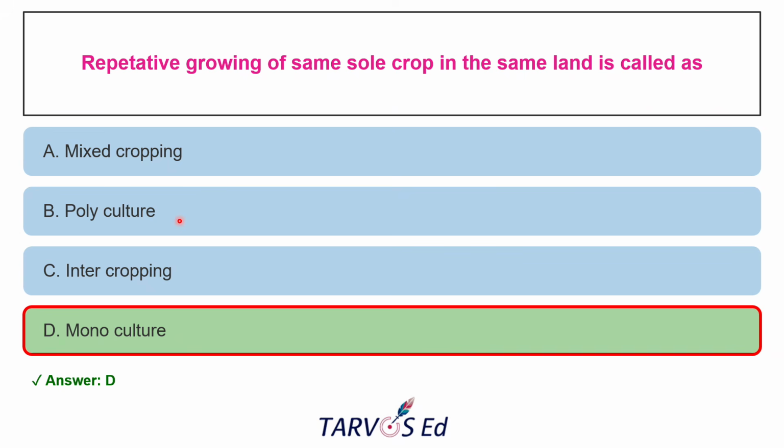Okay, and intercropping, which is opposite of sole crop. So growing 2+ crops simultaneously in the definite rows, that is intercropping. Okay, so the correct answer is monoculture.